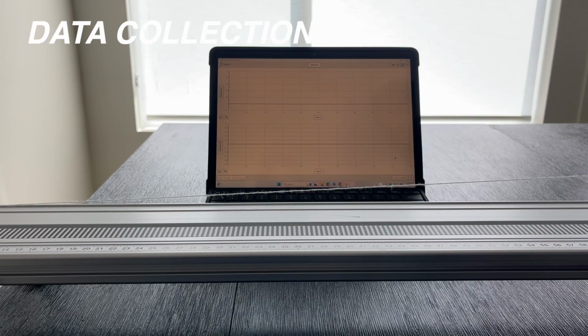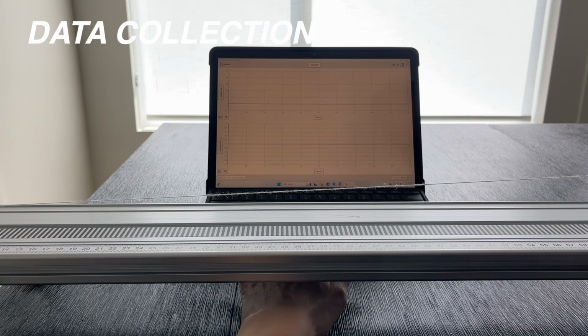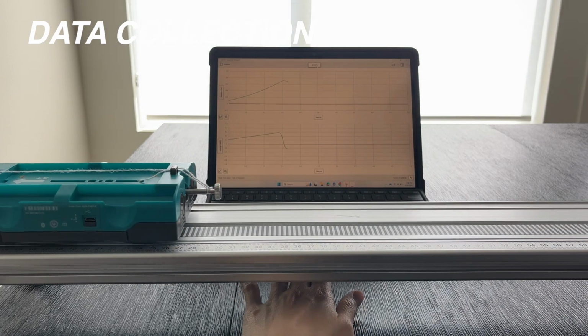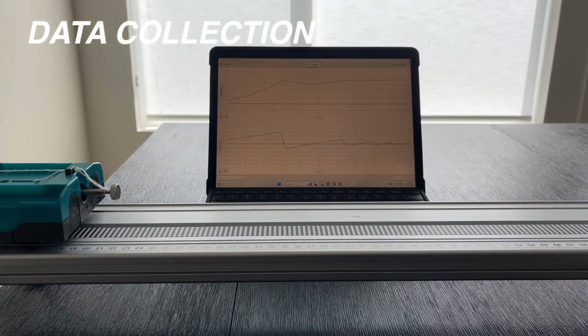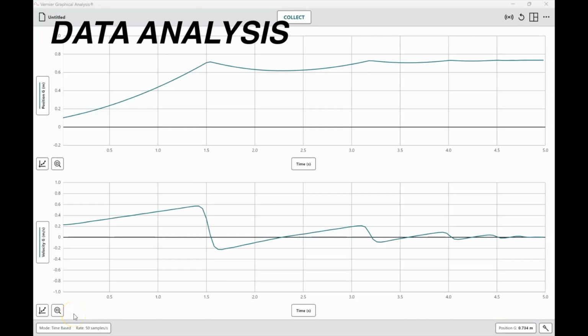And now that we have the cart's position approximately zeroed, we can collect the data. So once the cart is let go, I'll press collect. And now we have some data we can analyze. So let's say that this is the data that we collected.